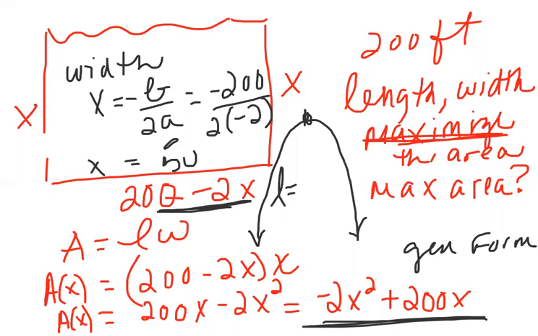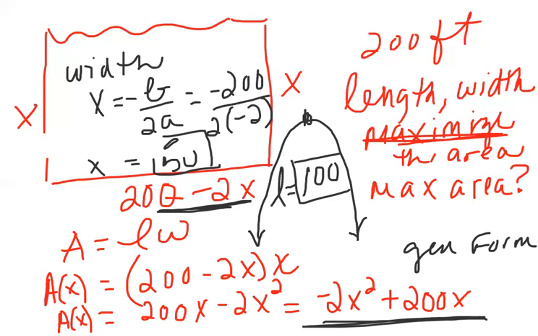Okay, listen. This is your width right here. It's 50. The expression to find the length is 200 minus 2x. 200 minus 2 times the value of x. We just found x. x is 50. So 200 minus 2 times 50 will give you 100. So we just found the length.